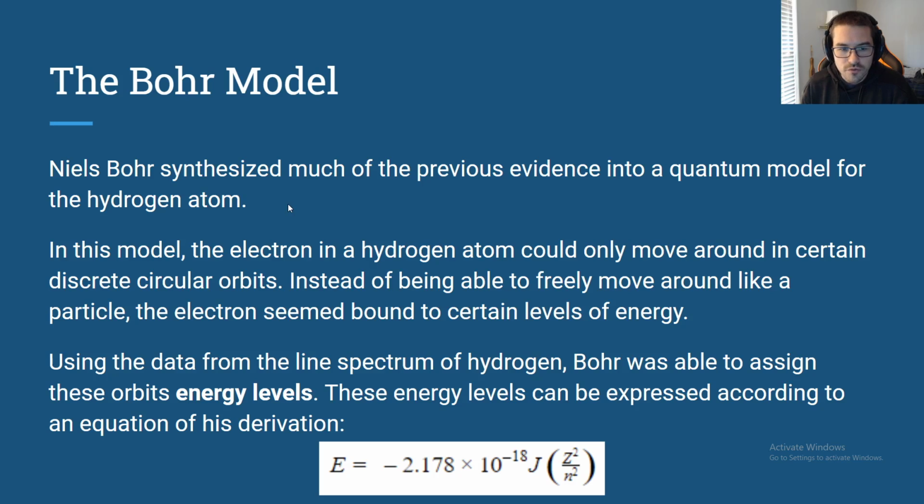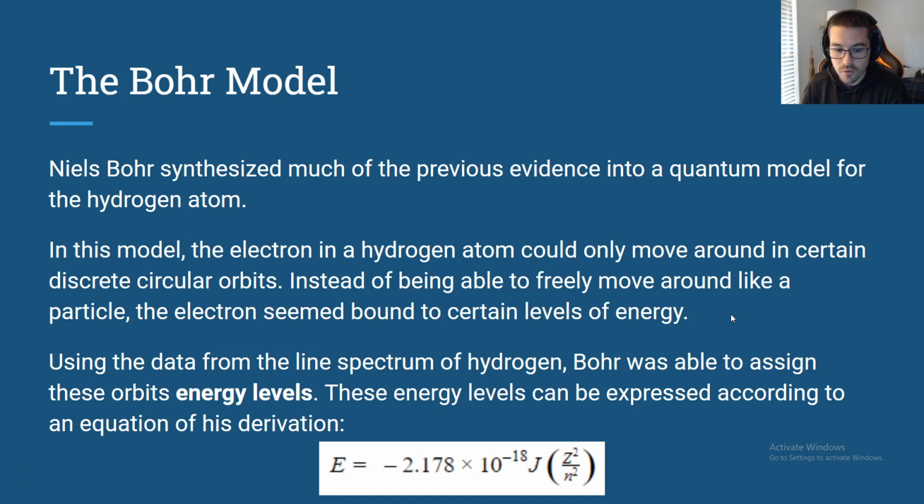So, what he deduced through some mathematical calculations, through his observation and analysis of the evidence, was that in a hydrogen atom, the electrons could only move around in certain discrete circular orbits. Instead of the electrons being able to move around freely however they wish, they are bound to certain energy levels. Using the data from the line spectrum of hydrogen, Bohr was able to assign these orbits energy levels. These energy levels can be expressed according to an equation of his own derivation. I'm not going to get into the details of this equation just yet.